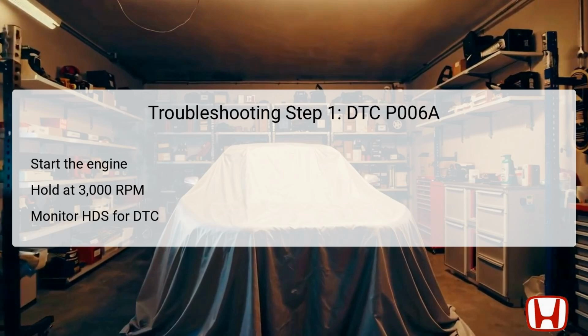Next, it's important to perform a test drive for several minutes, maintaining engine speed consistent with the previously recorded onboard snapshot parameters such as engine speed, vehicle speed, MAP sensor voltage, and TP throttle position sensor values. Throughout this process, it's crucial to monitor the Honda Diagnostic System, HDS, to check for the reappearance of DTC P006A, confirming whether the issue persists.